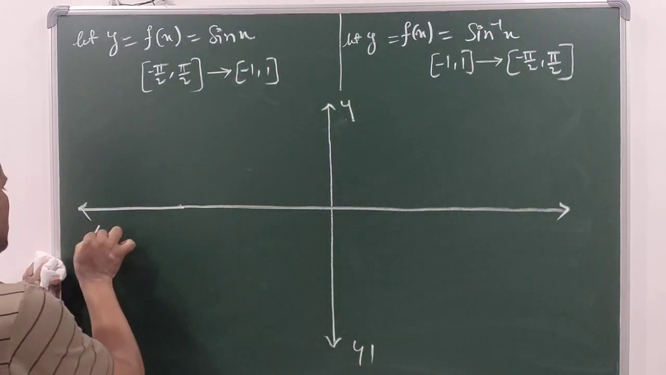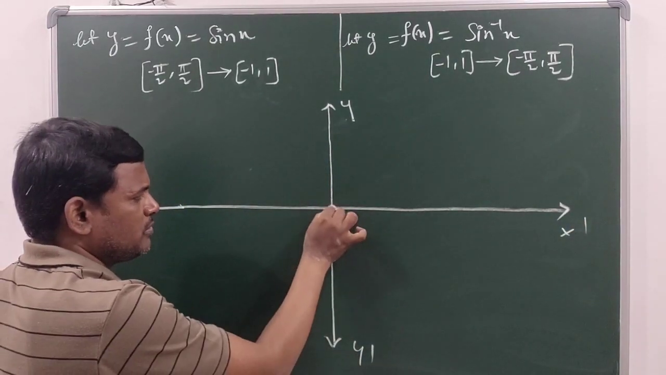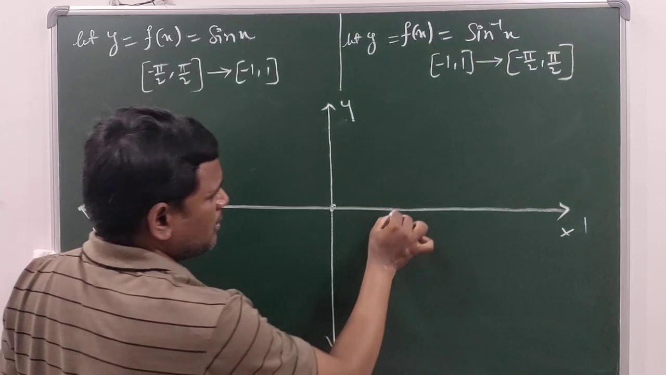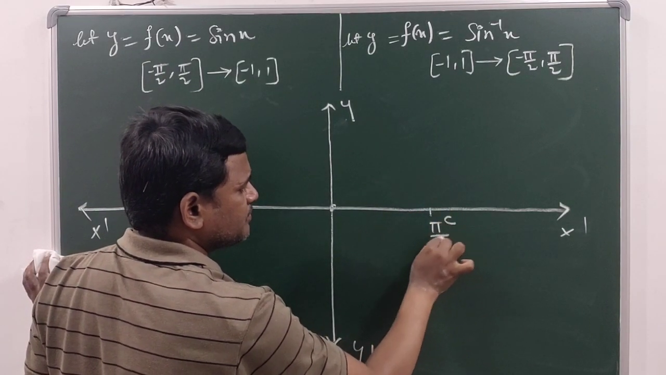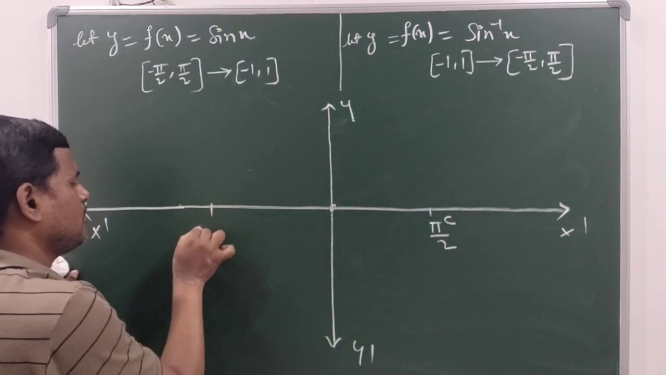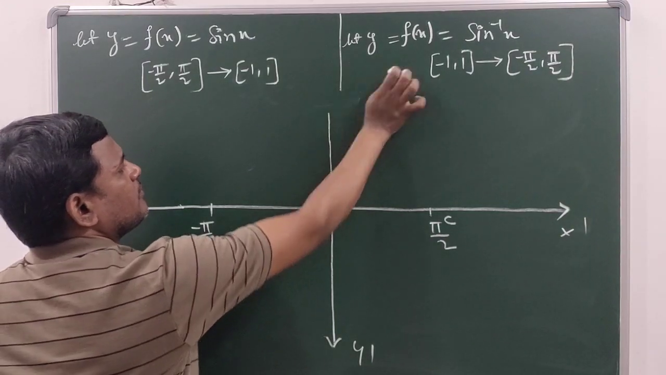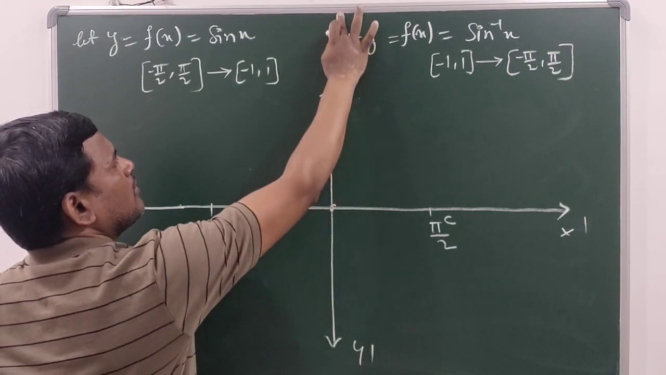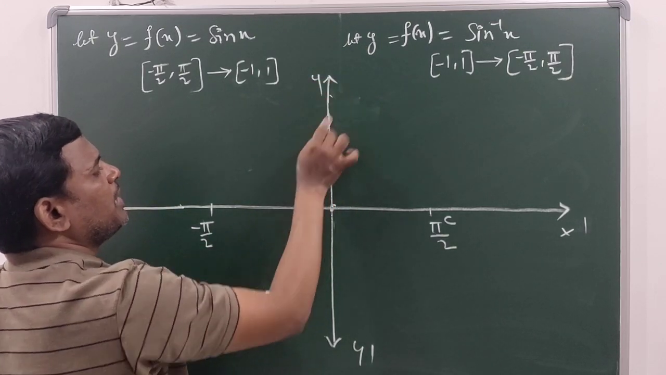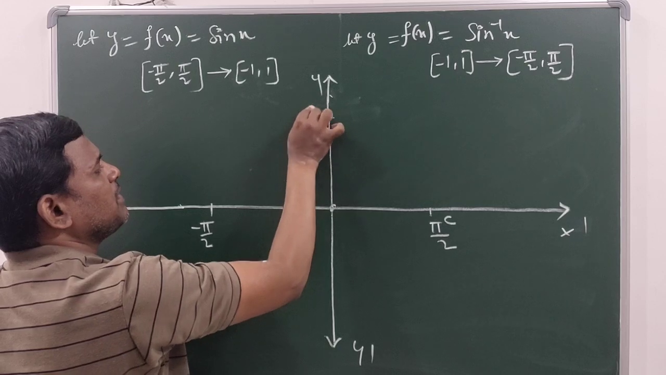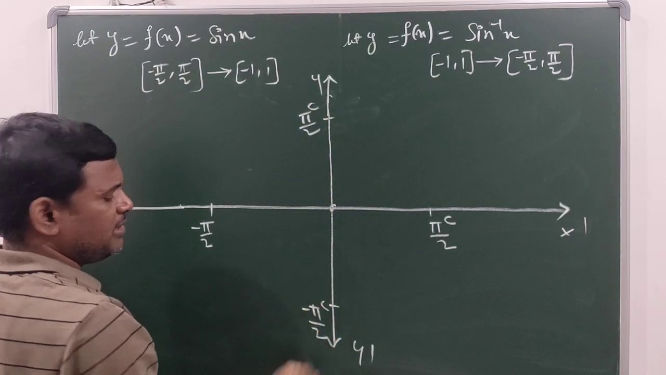This is the y axis and this is the x axis. You know, this is the origin. Now right here take 90 degrees and here it is minus 90, and here you take minus 90. You can take over here plus 90 because it is the positive y axis, and here you take minus 90.